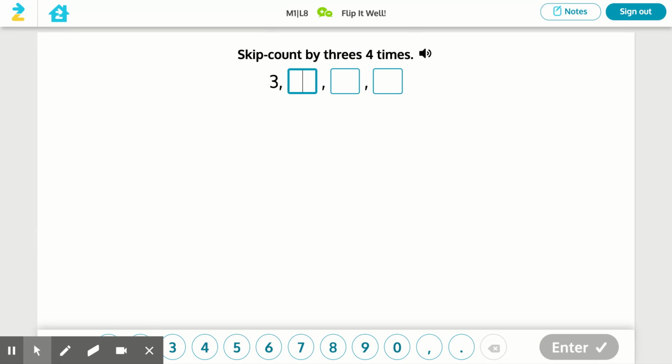All right. The first question on the screen says skip count by threes 4 times. Skip count by threes 4 times. Notice the way they wrote the number 3 and then a comma, and then there are 3 spaces. Please model this exact problem in your Nearpod starting with the number 3. All right, well, let's start by skip counting by threes 4 times. 3, 6, 9, 12. How'd you do?